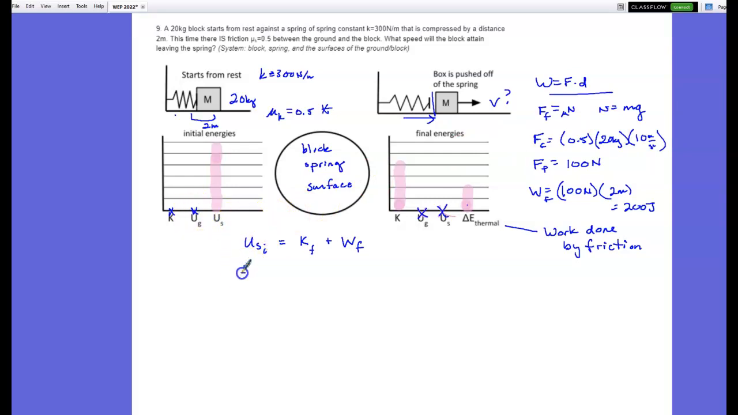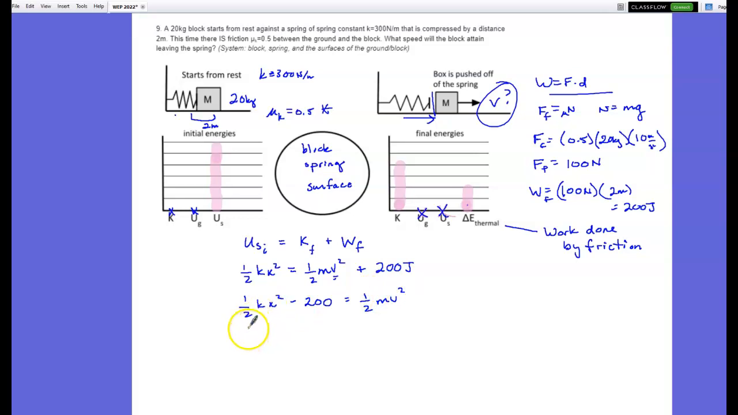Okay, so spring energy is 1/2 kx squared, and kinetic energy is 1/2 mv squared, and I've already found my work done, 200 joules. So what am I looking for here again? Well, oh, the velocity, looking for that. So I want to get that by itself. So I'm going to move this to that side. So I'm going to have 1/2 kx squared minus 200 equals 1/2 mv squared.